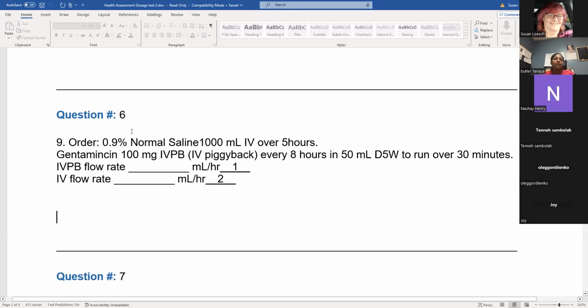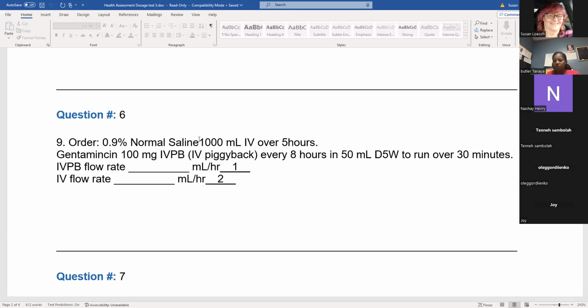Order 0.9% normal saline, what is your total volume there? 1,000 mLs. And what is your time? Over 5 hours. Okay, so it's mLs per hour. You're going to take your total volume and divide it by your hours, because you have 1,000 mLs and 5 hours, right? So your IV flow rate for that one is going to be what? 200.